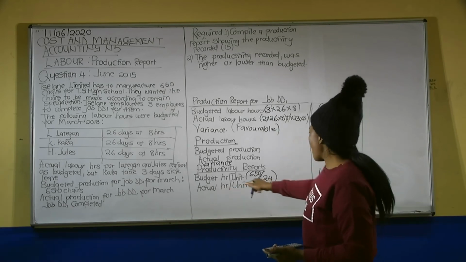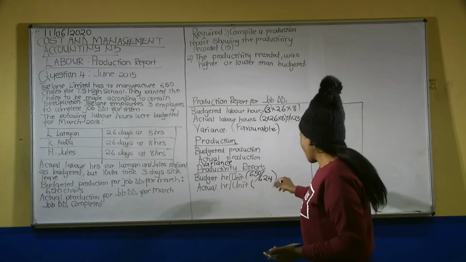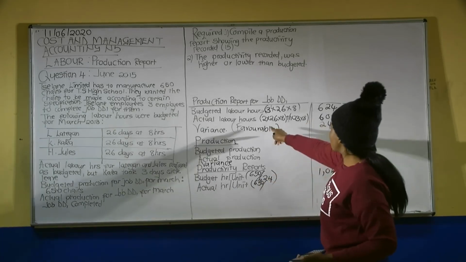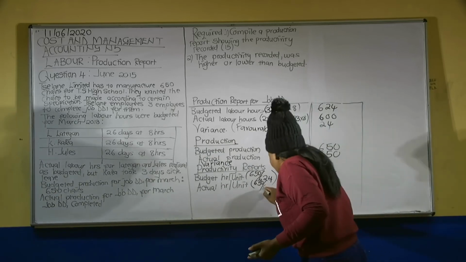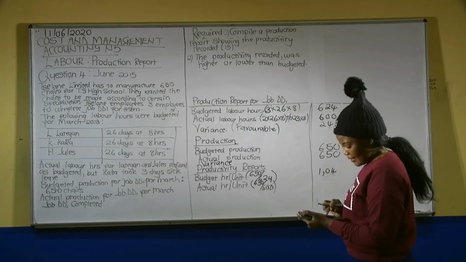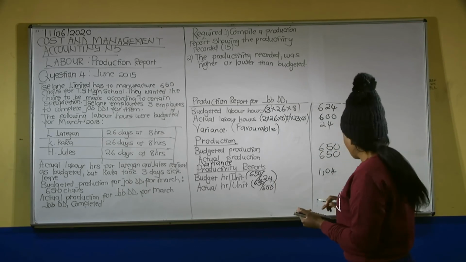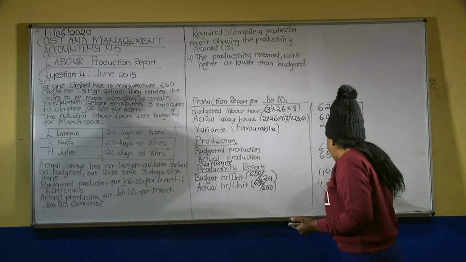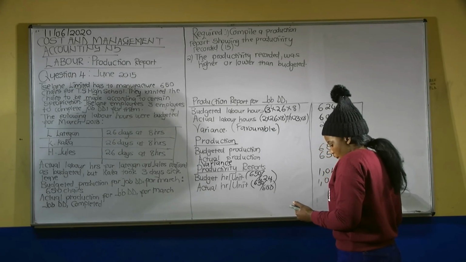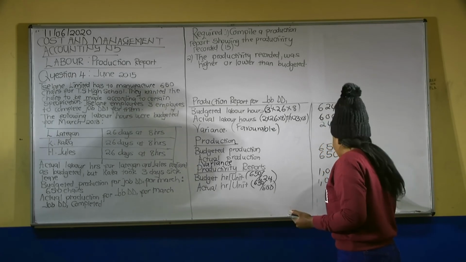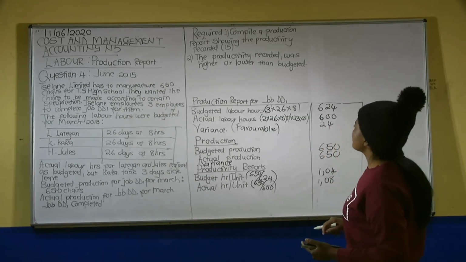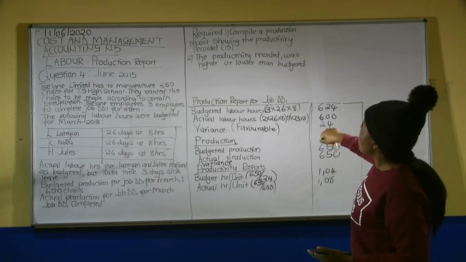Then the other one, actual hours per unit. In actual fact, they produced 650 units. How many actual hours were spent? 600 hours. So you say 650 divided by 600, which is 1.0. Are we together? Then you are done with producing your production report.